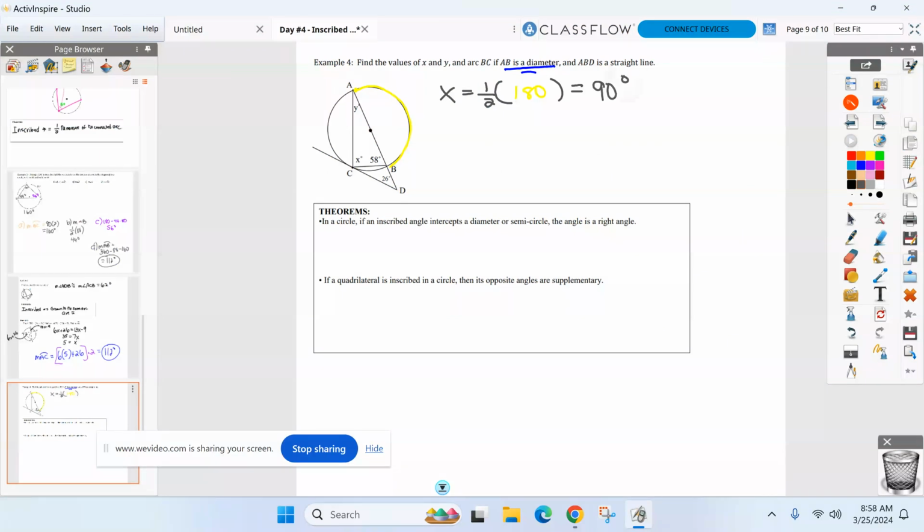90? Yeah, that's a right angle right there. And I'll stop you. Everybody stop. It's already written in there for you. We don't have to write it, but take a look at the next theorem here.